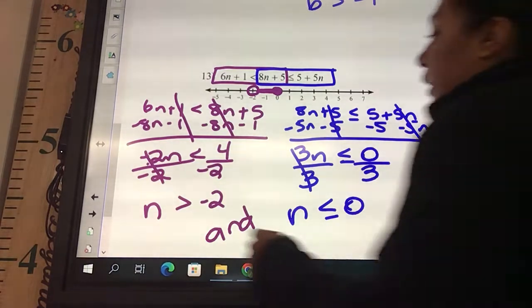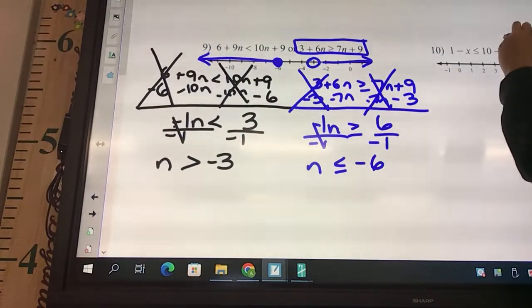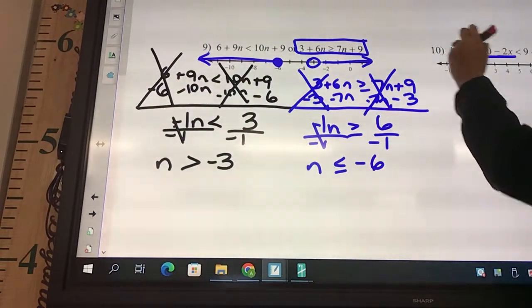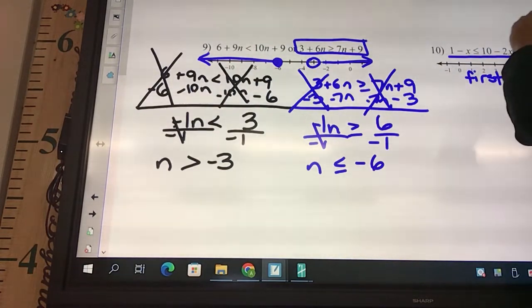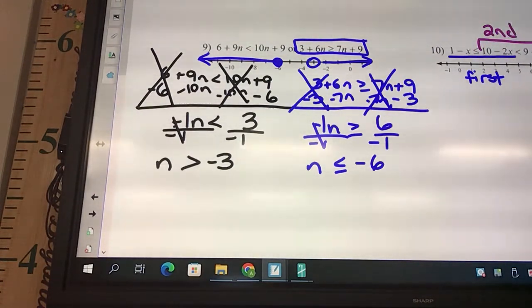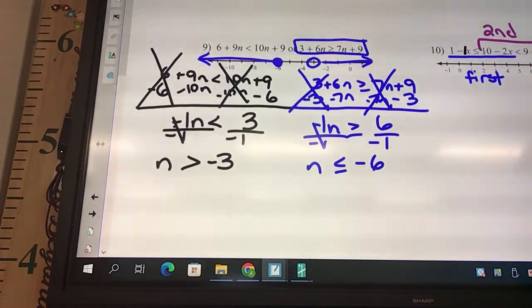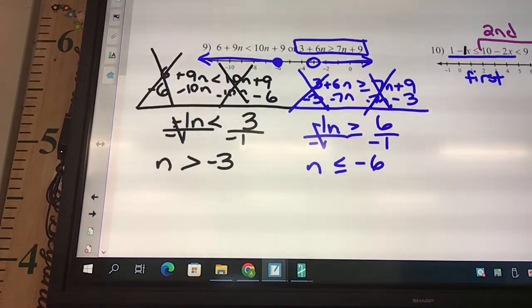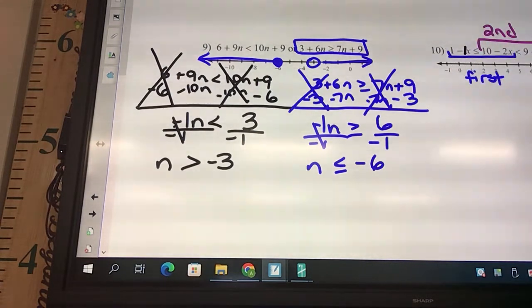Okay, number 10 is the same way. I'm just going to draw it up here for you so you have it. This is going to be your first equation, and this part is going to be your second equation that you're going to solve. I would also put probably a 1 right here, a 1 and a 1, so you can write those two separately and solve them.